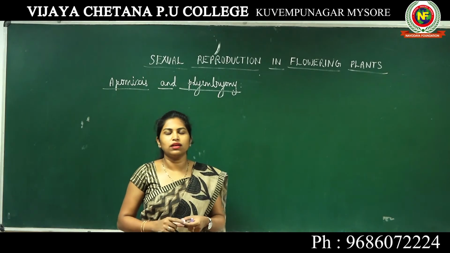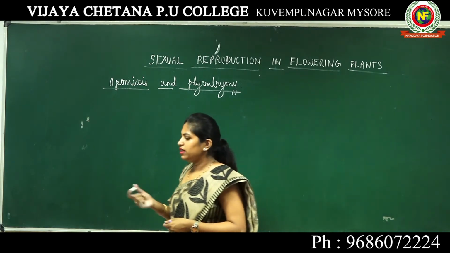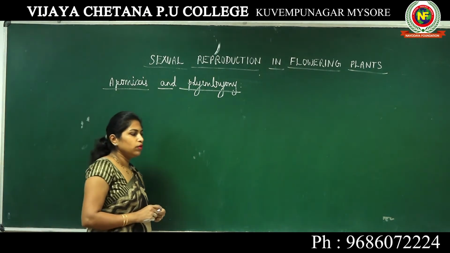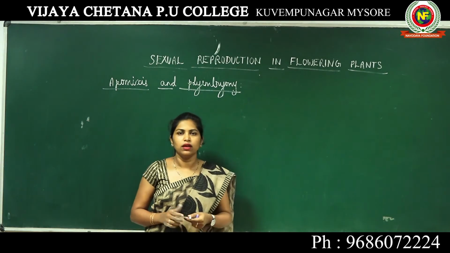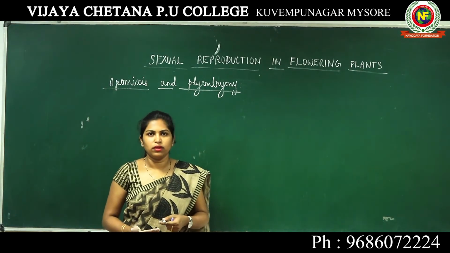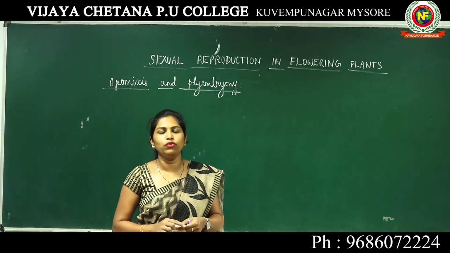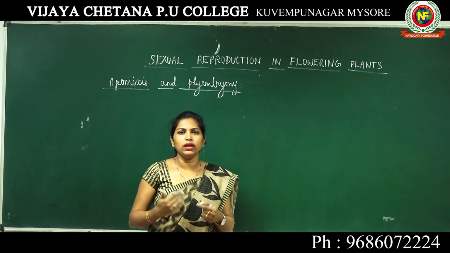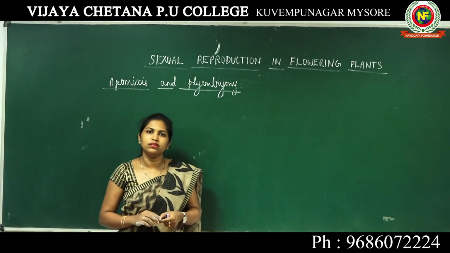Now let's move on to the last topic of this chapter, which is apomixis and polyembryony. Let's begin with apomixis. Now, we all know that once the fertilization is done inside an embryo sac, where a male gamete fuses with the female gamete, which is egg, zygote is formed. Once the zygote is formed, the zygote develops into embryo, and the ovule surrounding this embryo develops into seed. Only after the fertilization is done inside the embryo sac, the ovule gets converted into seed.